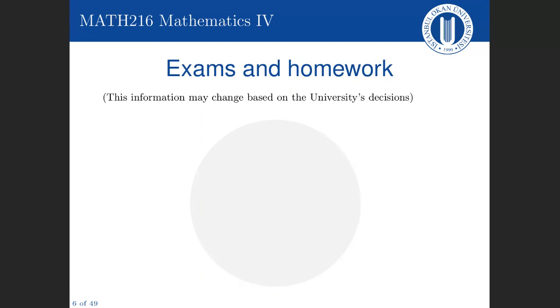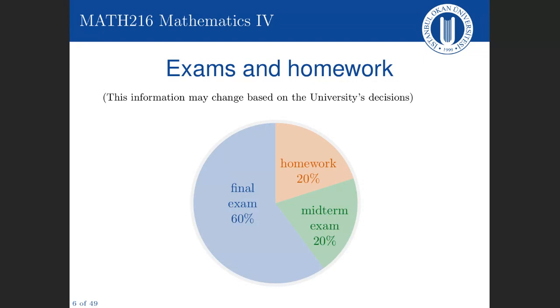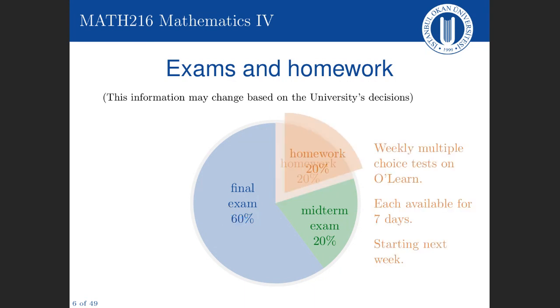Let me talk briefly about exams and homework for this course. I want to note that all the information on this page might change depending on what the university decides. For example, we might have to make the final exam worth 70% of this course, depending on what the people in charge of the university decide. And then the homework would be 15% and the midterm exam would be 15%. I will let you know at a later date.